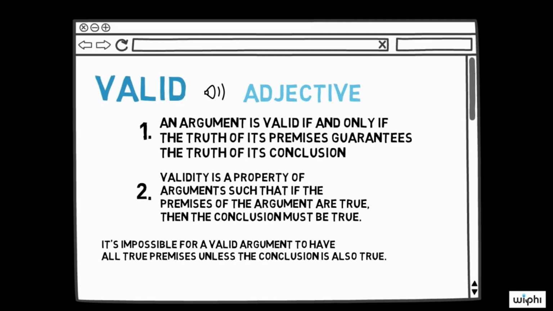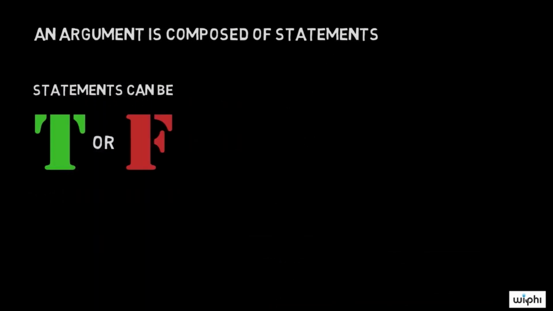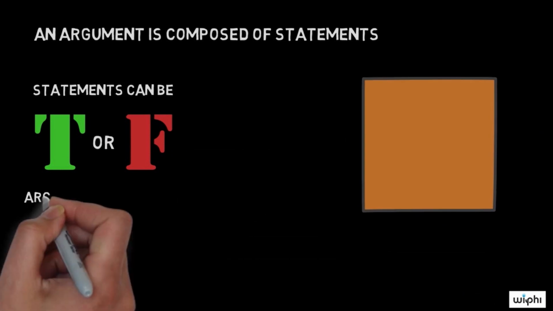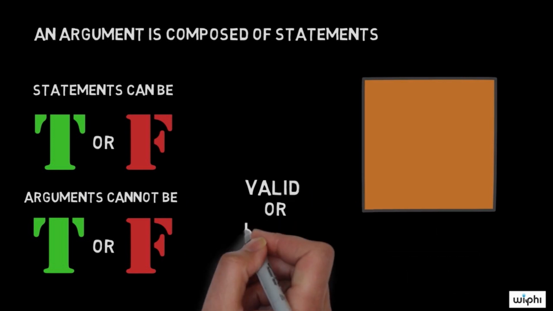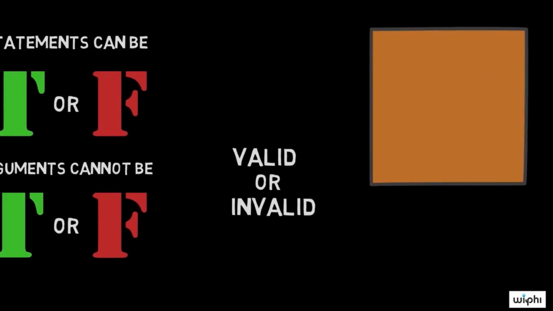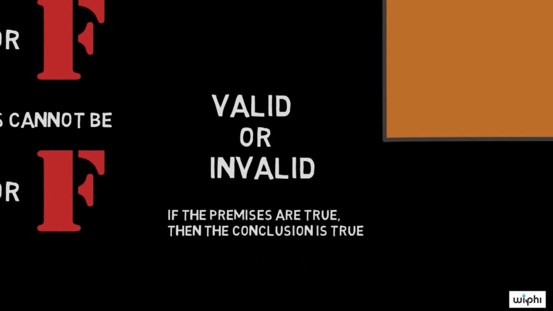So it's impossible for a valid argument to have all true premises unless the conclusion is also true. When an argument is valid in this sense, we say that the premises entail the conclusion. So let's back up for a second. An argument is composed of statements. Statements can be true or false, like the statement, this square is orange. Arguments cannot be true or false. They can, however, be valid or invalid, as well as other things. And if an argument is valid, then if its premises are true, its conclusion is true.